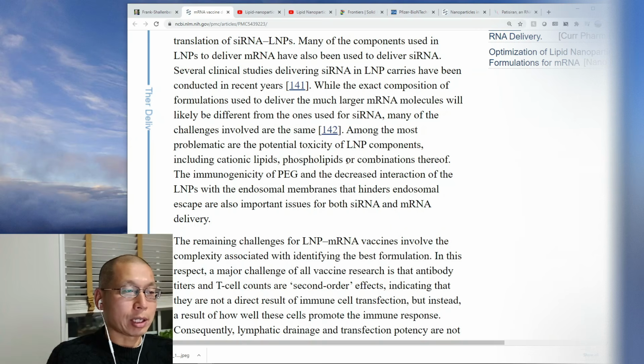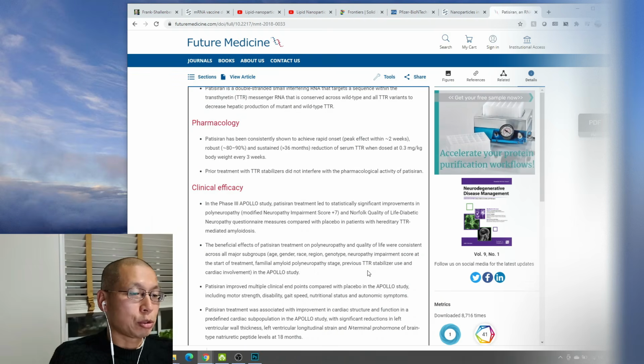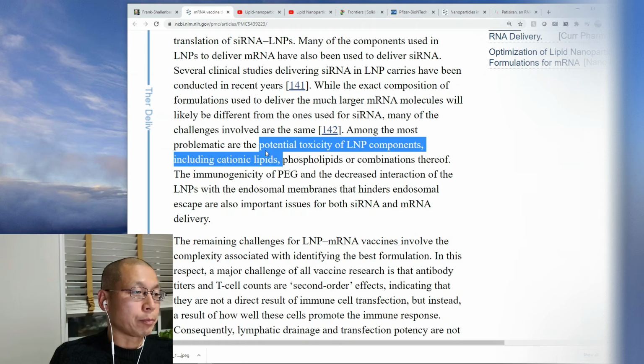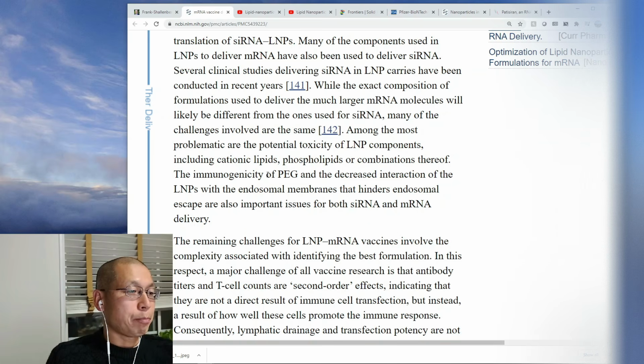But any drug is going to be toxic to some extent. And it's unclear. We know that from this drug, in 218 patients, there was not significant toxicity, but we don't know what the exact toxicity profile of these nanoparticles is. And then PEG can elicit an immune response in and of itself with repeated doses. So with a vaccine that's dosed once or twice, it should not be a major factor.